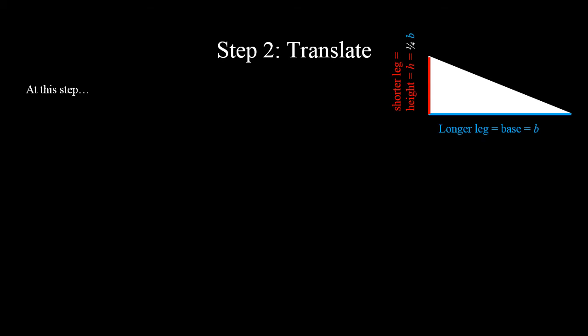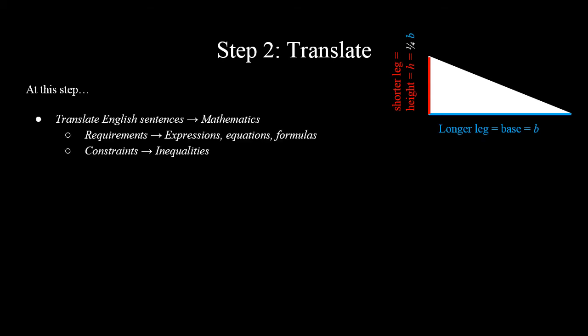So at this step, what are we doing? Well, we're really translating English sentences to mathematics so that we can build our system of equations. So we're taking our requirements, our English sentences that tell us what our requirements are, and we're translating them into mathematical expressions, equations, and formulas. And we're taking our English sentences that identify the constraints and translating them into inequalities. Just a quick note, in this problem, we do not have any constraints, so we will not have any inequalities. But it is important just to take a second and think about that, because other problems might have constraints that you would have to translate into inequalities.